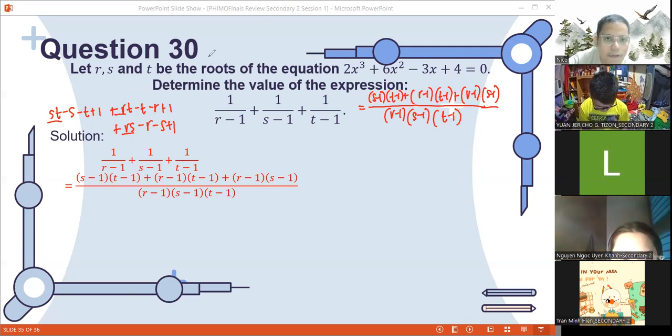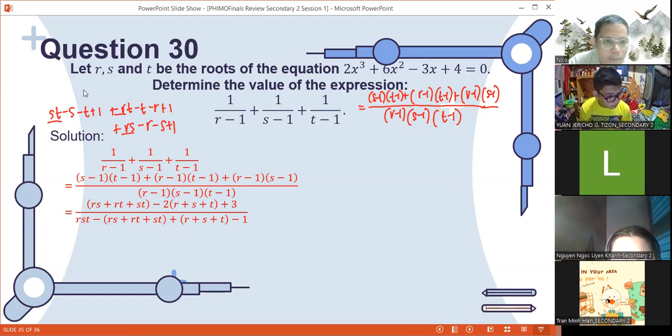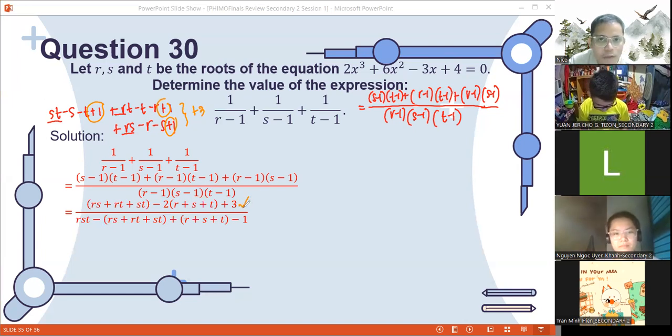Simplifying further, we get this value. We separate the RT, the RT, the RS. And then the plus 1, plus 1, plus 1, that's equal to plus 3. So we have this one. Were you able to follow this one?